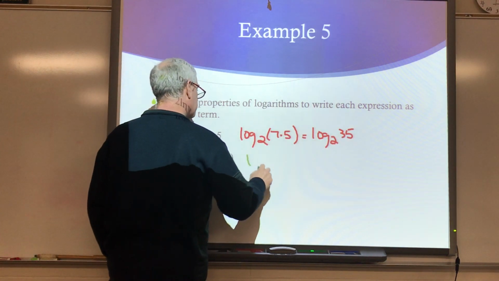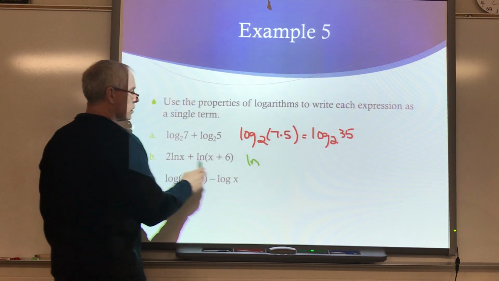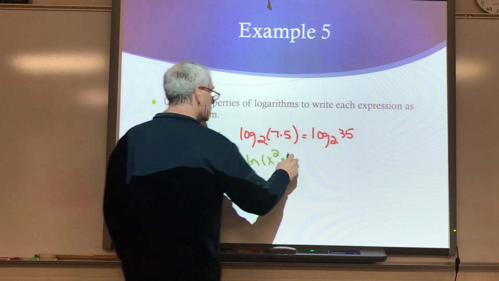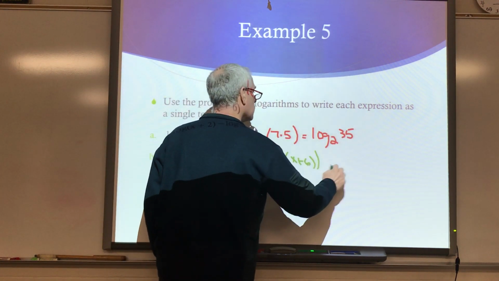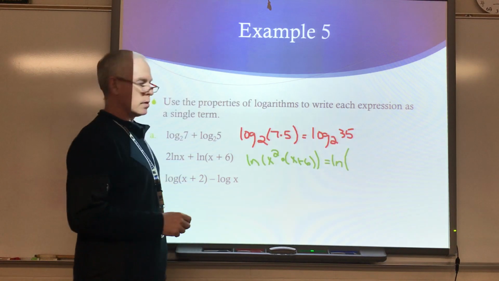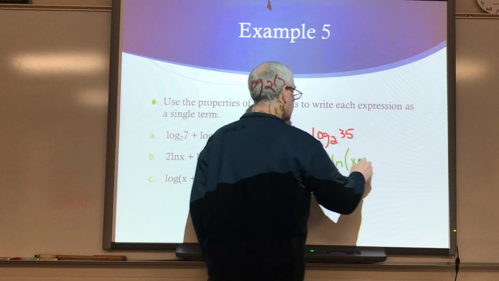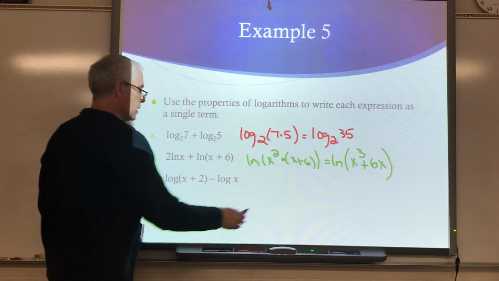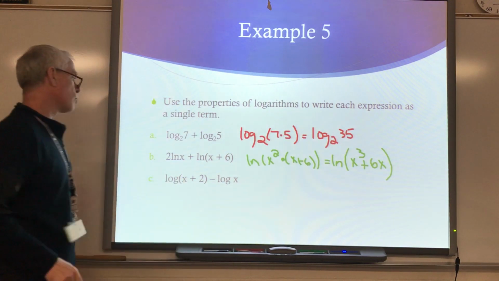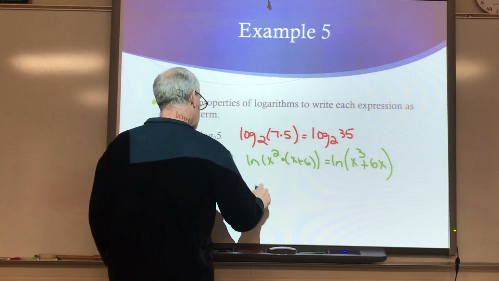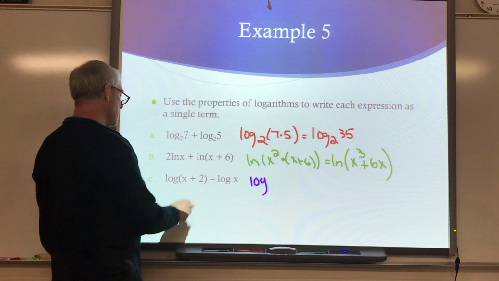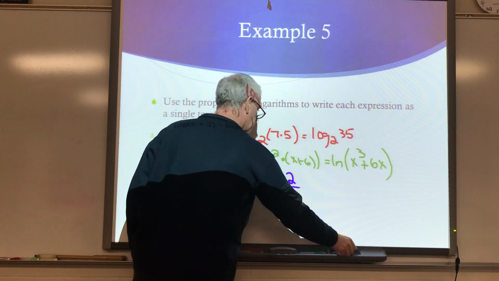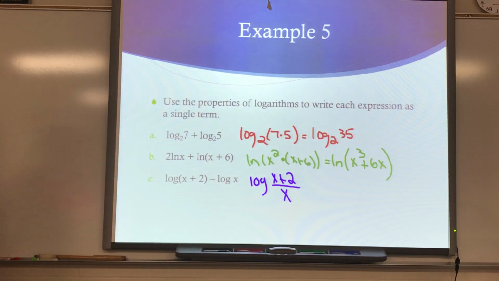Okay? The second one, I see an addition, so I'm going to multiply. So I got ln. That number out in front becomes a power, so that's going to be x squared times x plus 6. So I can simplify that just by distributing. So x squared times x is x to the third. x squared times 6 is plus 6x. Okay? Now I see a subtraction, so that meant division for us. So they both are common log. Okay? x plus 2 divided by x. Subtraction turned into division.